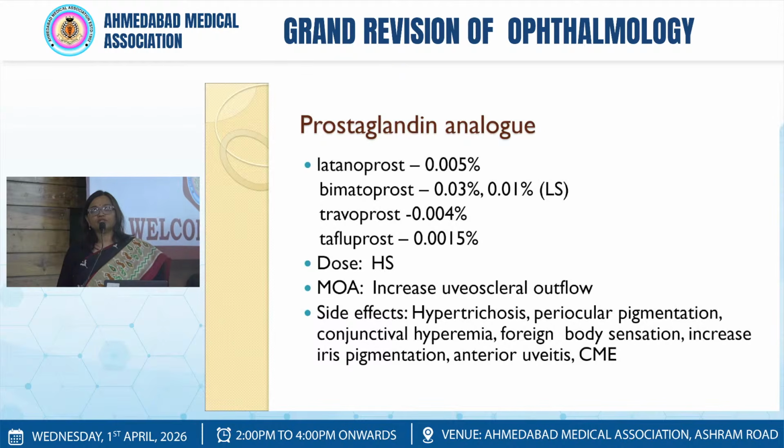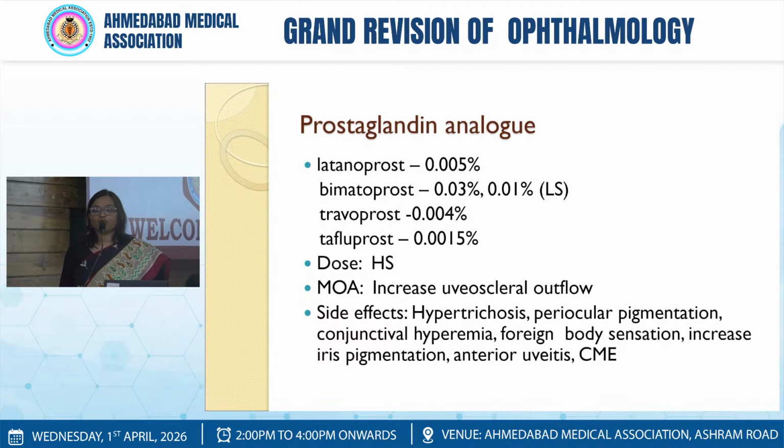The dosage of this drug is a bedtime dose, and it works by increasing the uveoscleral outflow. The IOP reduction is 30 to 35% from the baseline intraocular pressure. What is the normal range of IOP?